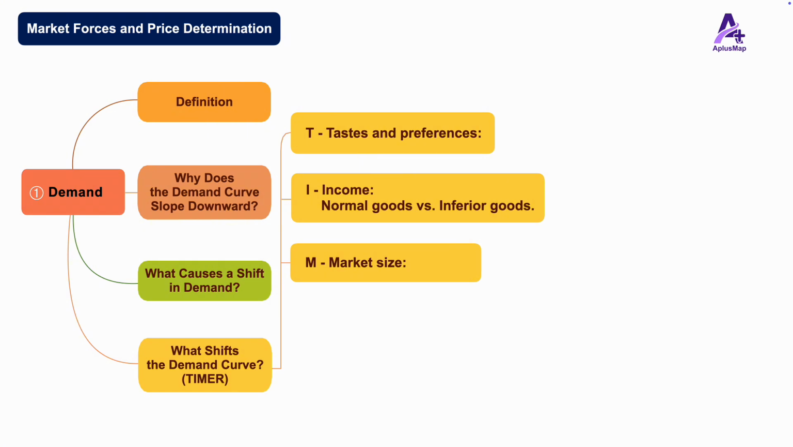M is market size. More buyers, more demand. Simple as that. If the population grows or a product starts selling internationally, the market demand curve shifts right.